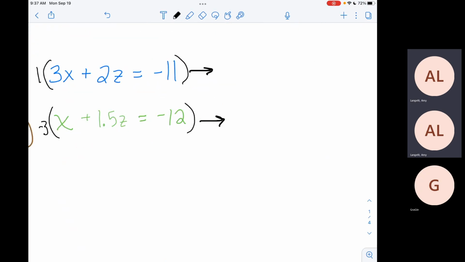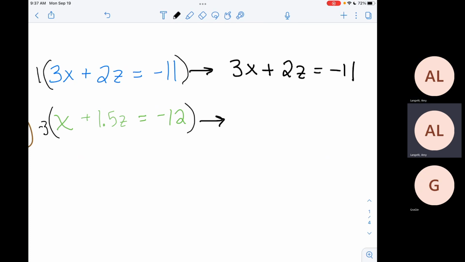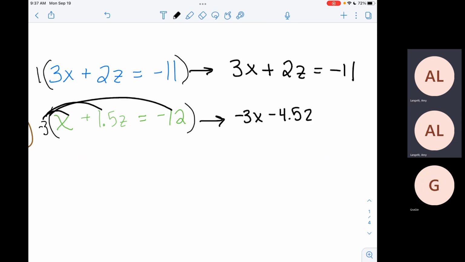Okay, distribute a 1. What happens if you distribute a 1, folks? Yeah, it stays the same, she said. What happens if you distribute a -3? Well, tell me what you get. So -3x, then what? Yep. Good. So minus 4.5z equals, be careful, not the last one.